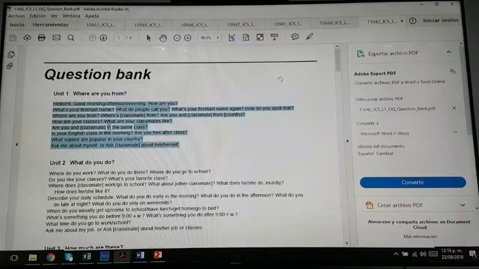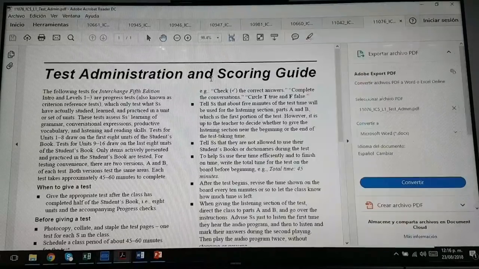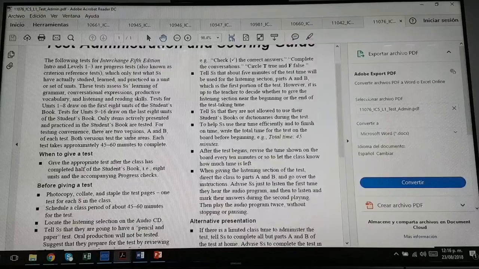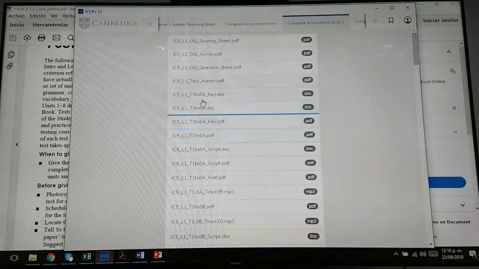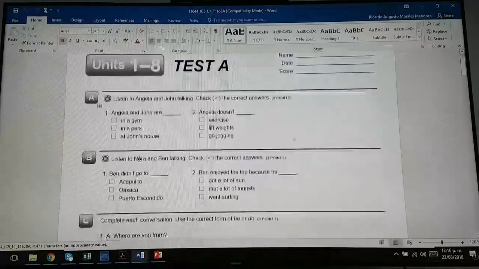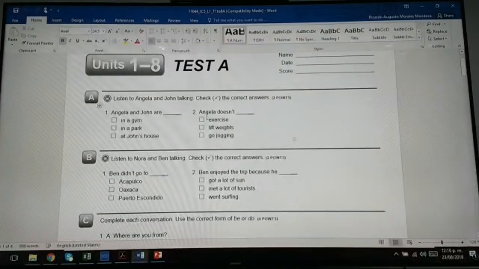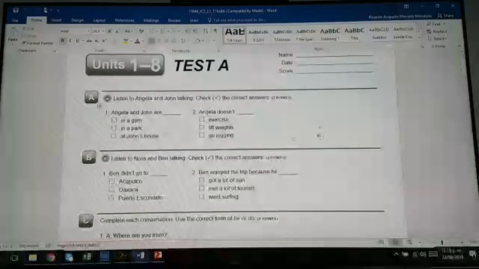Then you have banks of questions for students, but that's not the only thing you have. You have suggestions for the way you are going to administer a test. It comes with directions, guidance on how to administer the test. The answer key, of course, we need to know. And a bank of items for the test, which comes with listening. And this is a Word document, so that means that you can create a new test every time: you can add, you can eliminate, you can include or not include some components.